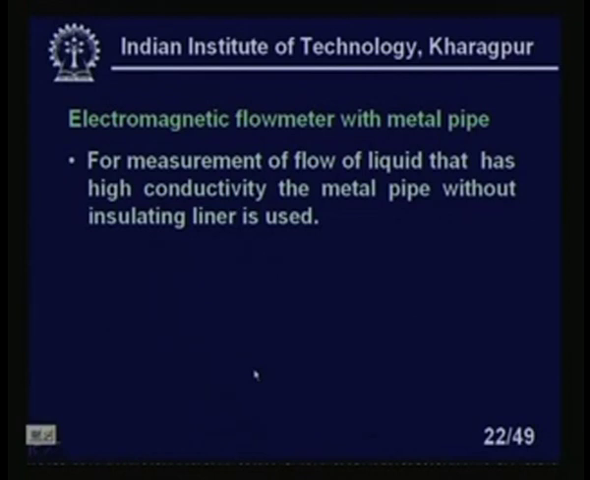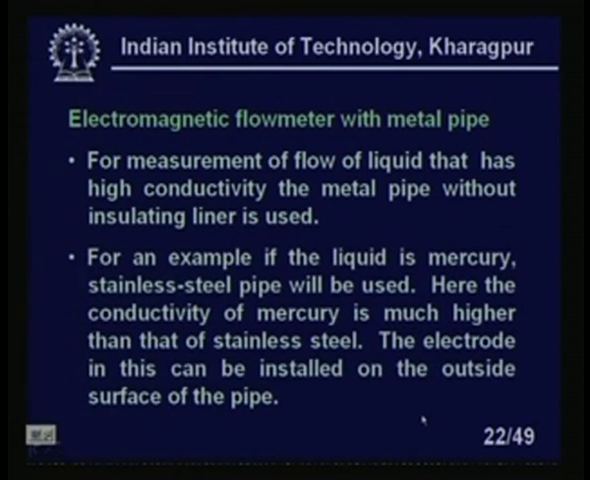In that situation, you do not need any lining inside, because the conductivity of the mercury is so high, it is even higher than the stainless steel. So, even if you put some sensor or probe outside, it will pick up the signal through the shortest path, right. For measurement of flow of liquid that has high conductivity, a metal pipe without insulating liner is used. For example, the liquid is mercury and a stainless steel pipe will be used.